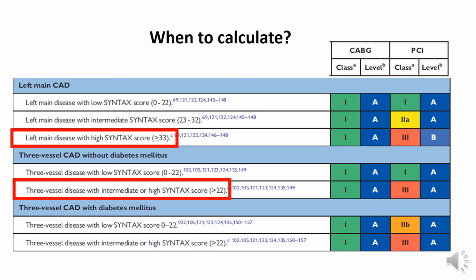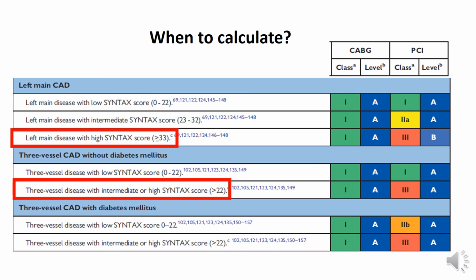In case of 3-vessel disease, if we have a low score, 0 to 22, both options are valid, PCI or CABG. But with an intermediate or high score, which is more than 22, CABG has a mortality benefit and better outcome in comparison with PCI, and it should be the treatment strategy of choice if the patient is accepting.